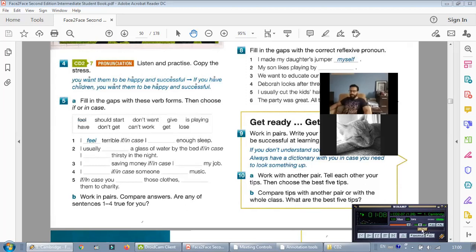They can feel like they're failures. If you criticize children for not getting good grades, they can feel like they're failures.